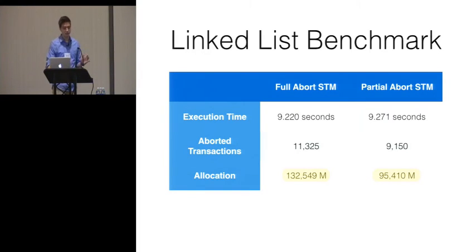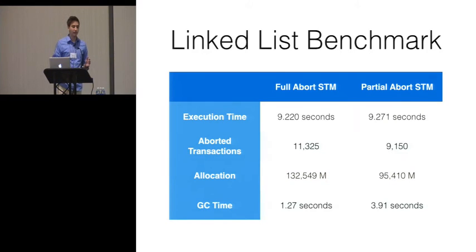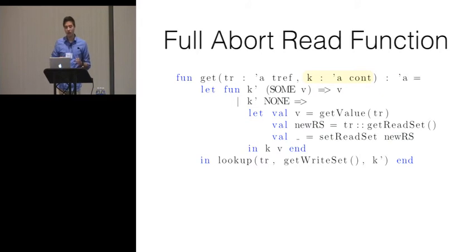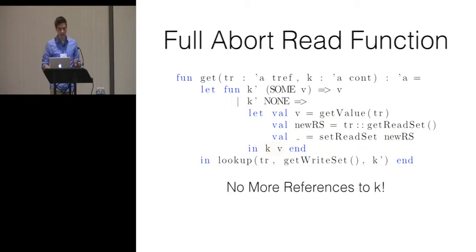And so this is where things get very strange. Despite allocating 30% less data, we're spending more than triple the amount of time in the garbage collector. So why is that? If we look at the full abort implementation of the read function, it takes in a continuation. Assuming we didn't find the TREF in our write set, we pull out the value and record just the TREF in our read set. Then we invoke the continuation. After we invoke this continuation, that's it. There are no more references to the closure for K.